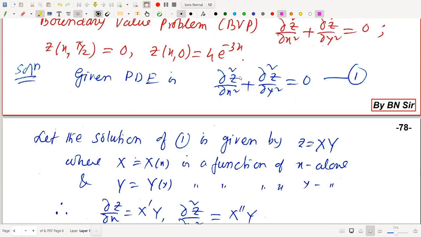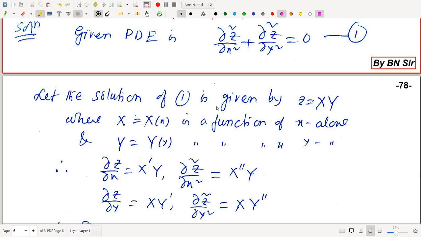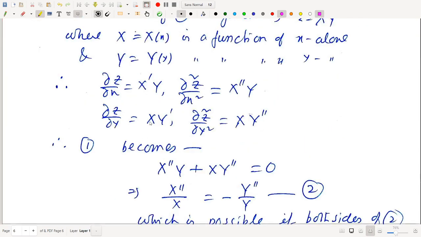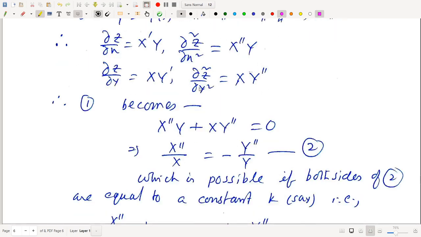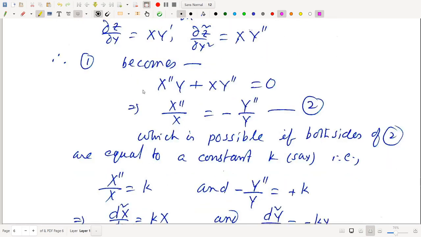So the given PDE is del square z by del x square plus del square z by del y square equal to 0. Let the solution of this PDE be given by z equal to XY, where capital X is a function of x alone, Y is a function of y alone, as before. Therefore, del z by del x is X dash Y, and del square z by del x square will be X double dash Y. This X double dash means d square X by dx square. Del z by del y is X Y dash, del square z by del y square is capital X into Y double dash, means d square Y by dy square, second derivative. Therefore, number 1 becomes X double dash Y plus X Y double dash equal to 0.